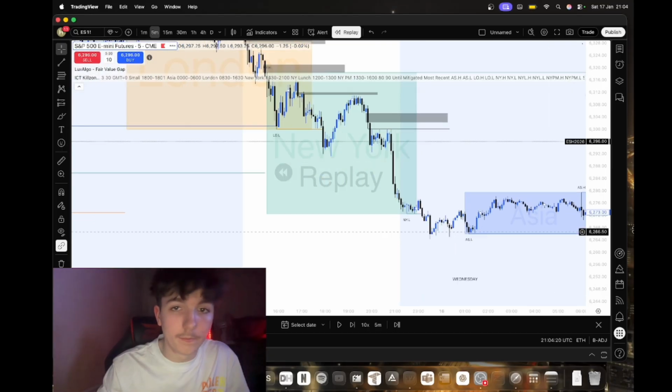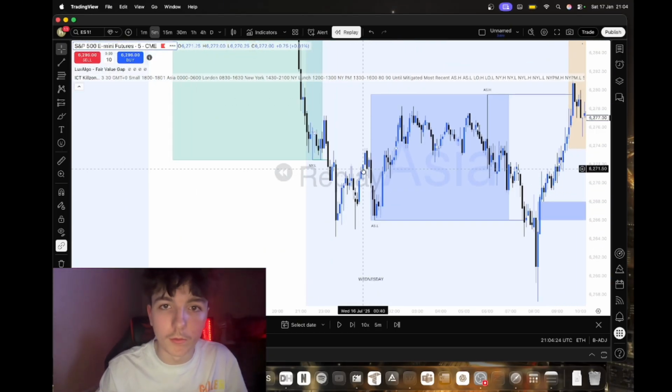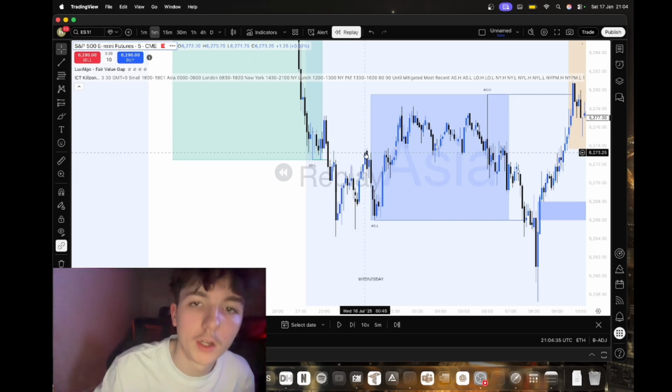If we zoom in a bit, we were in a downtrend. And then right here, on this candle, we closed above the most recent high. This is the most recent high. We had a candle closure above it. We are now in an uptrend.